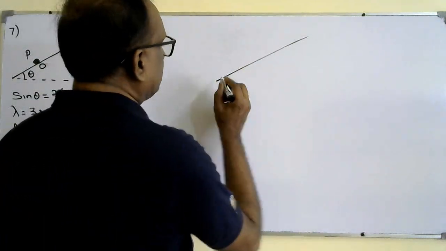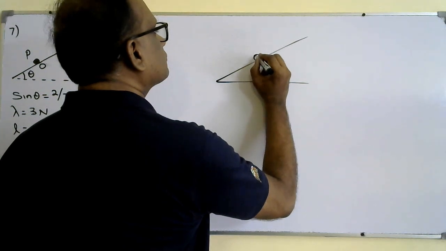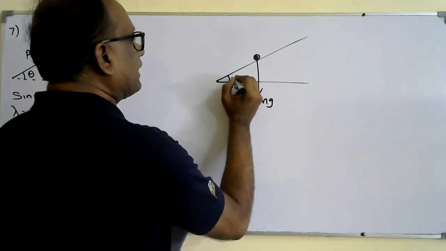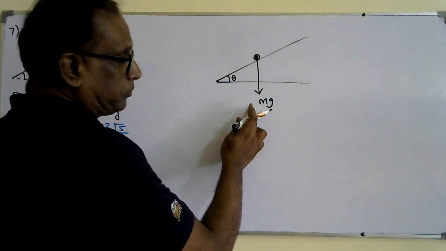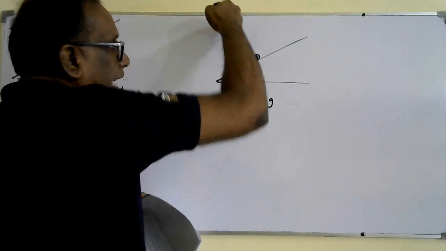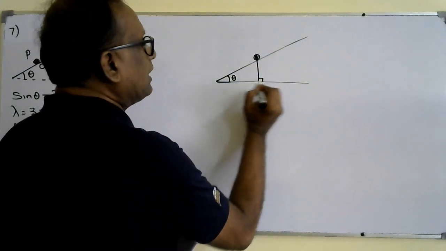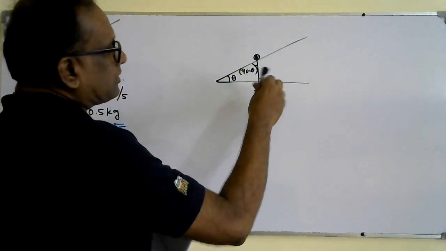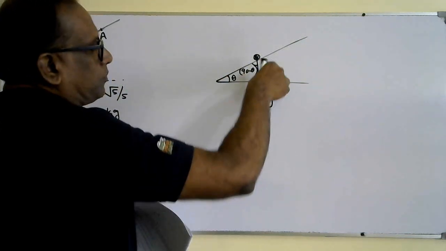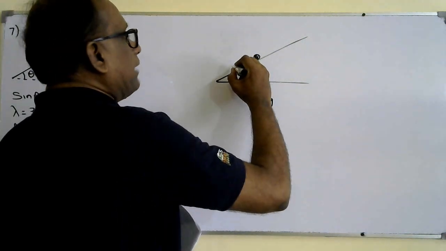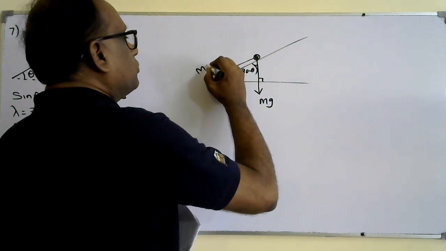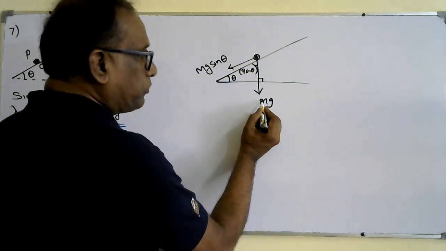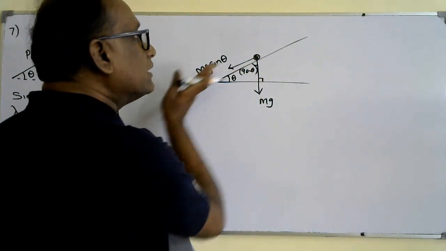Anyway, if an object is kept on a slope like this, its weight will act vertically downwards. This is the weight, mg, angle theta. So we need to find the component of the weight along the slope and perpendicular to the slope. So this is 90 degrees, so this angle is 90 minus theta. So we resolve this weight along the slope, mg cos(90 minus theta). You know that cos(90 minus theta) is sin theta. So mg sin theta is the component of the weight that is going to oppose the motion.